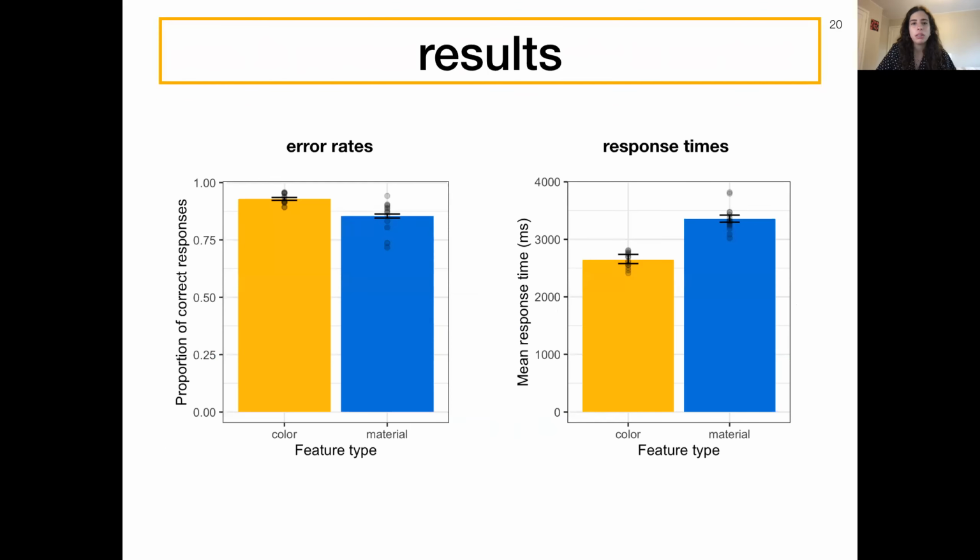And here are the same plots that I showed you for the first experiment. On the left, we have the proportion of correct responses, and on the right, we have the mean response times, and individual dots are the by item means. So to address the first question of interest, whether material is more perceptually difficult than color, we see here that color adjectives had lower error rates, and they were faster than the responses to material adjectives.